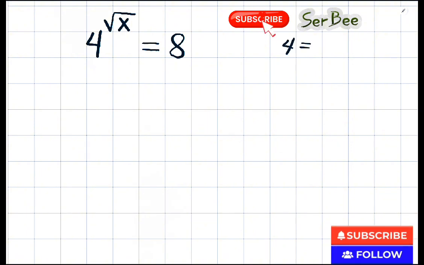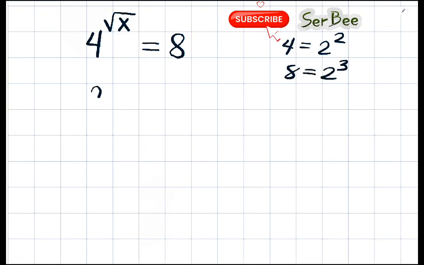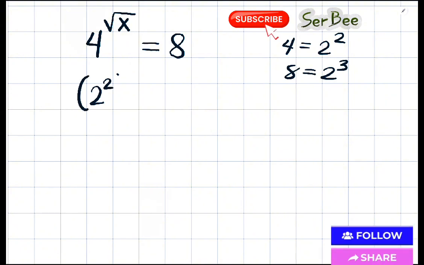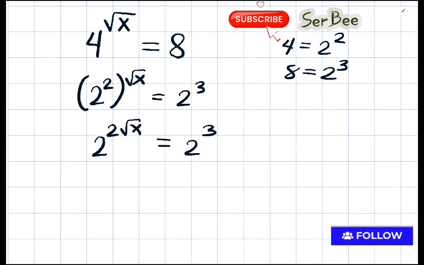We know that 4 is equal to 2 squared and 8 is 2 cubed. Now this equation becomes 2 squared raised to the root of x equals 2 cubed. Next, apply the law of exponents, particularly the power of a power rule. So power of a power means multiply the exponents. So we have 2 raised to 2 times the square root of x equals 2 cubed.